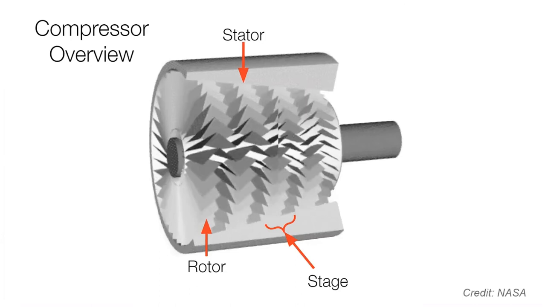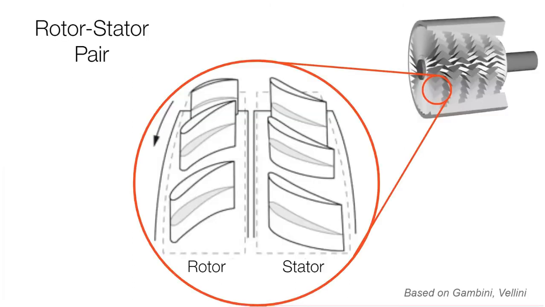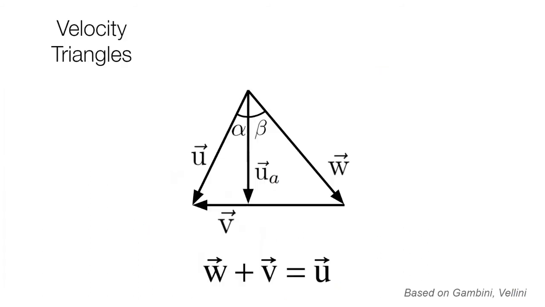Here, we see an animation of a simplified compressor where the blades of the rotor and stator are shown. And here, we have a slightly closer look at the shape of one rotor-stator pair, which is called a stage when referring to axial compressors. Let's start our analysis by taking a look at the fluid flow through a stage of an axial compressor.